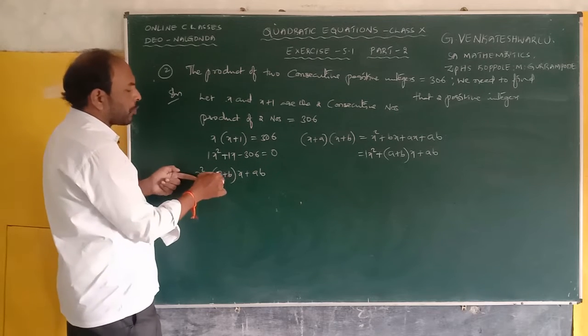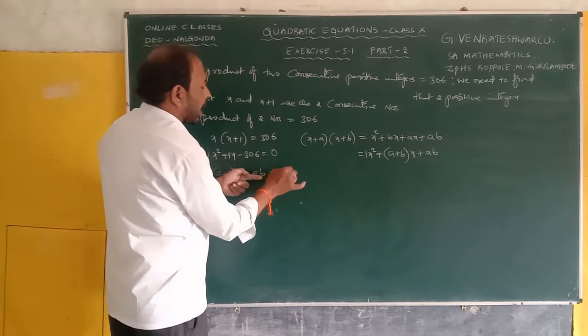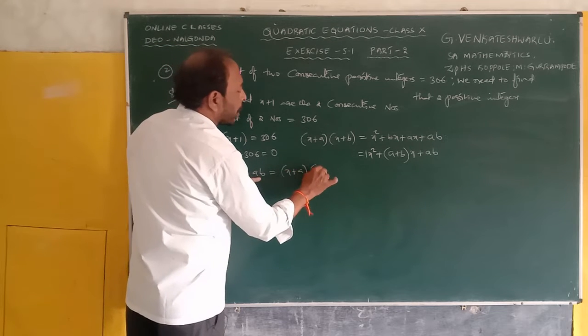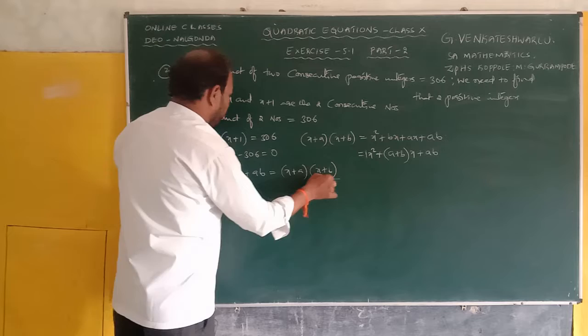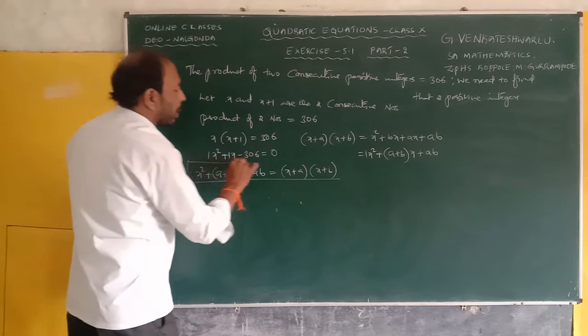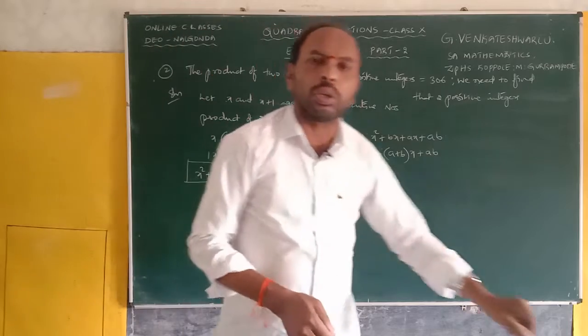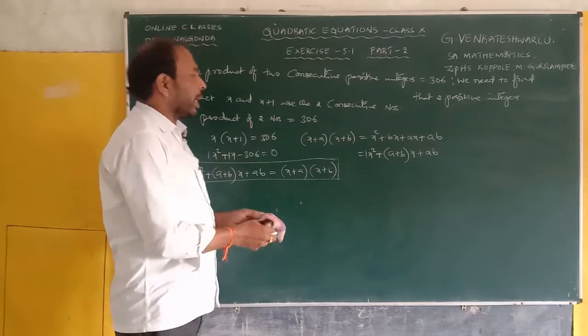x square plus (a plus b) into x plus ab is written as (x plus a) into (x plus b). Here it is an identical equation. Okay, so (a plus b) whole square, (a minus b) whole square, (a plus b) whole cube, (a minus b) whole cube, just like these, this is also an identical equation.